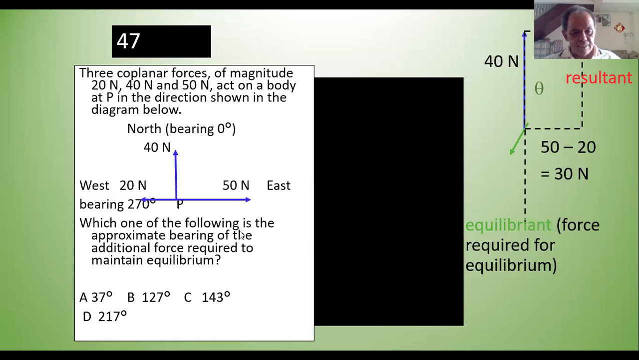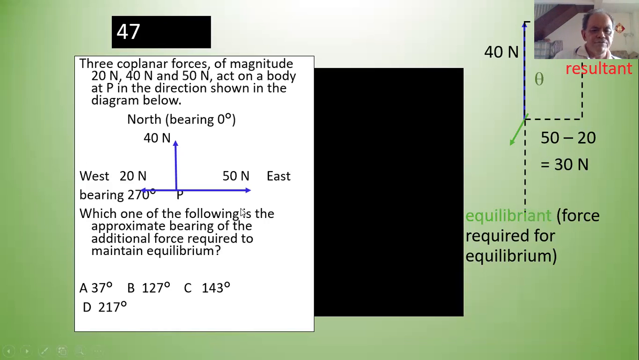Which one of the following is the approximate bearing of the additional force required to maintain equilibrium? That means you don't want the resultant, you want equilibrium. The equilibrant has the same magnitude as the resultant but opposite direction. So you have to find the resultant first. These two, replace that: 50 minus 20 is 30. 40 is there. So that's your resultant. Complete your rectangle to find your resultant.